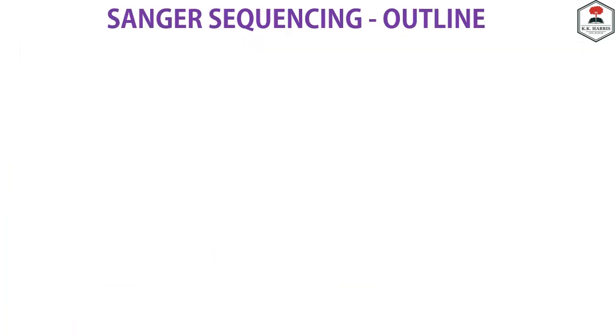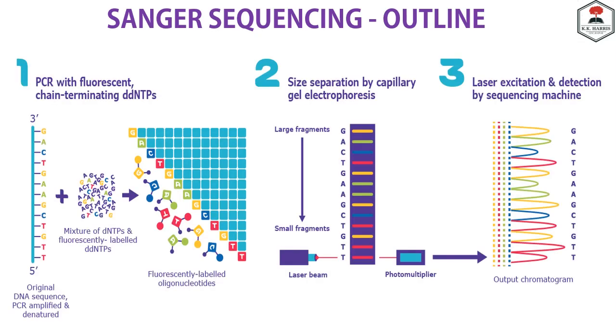Sanger sequencing, outline. PCR with fluorescent ddNTPs. Size separation. Laser excitation.